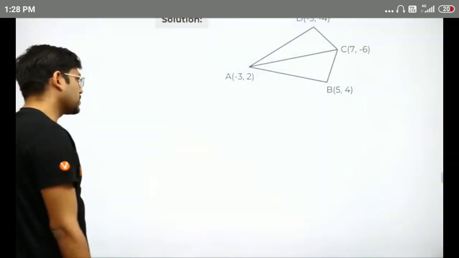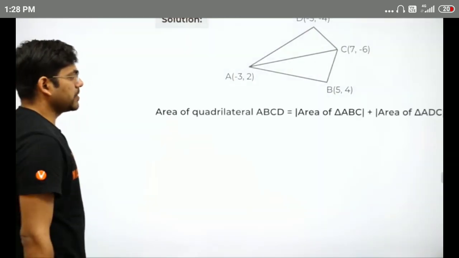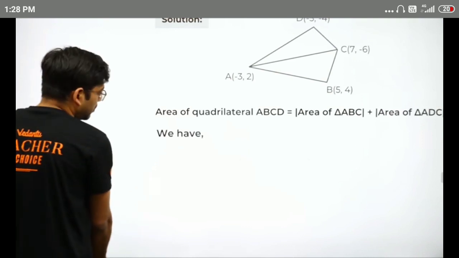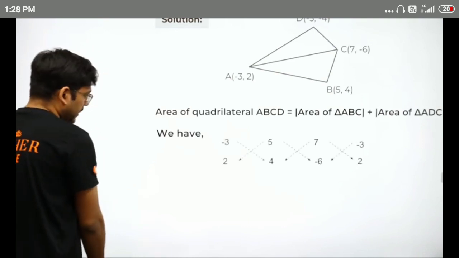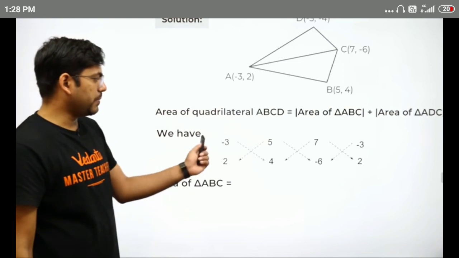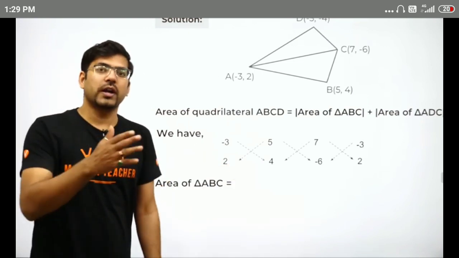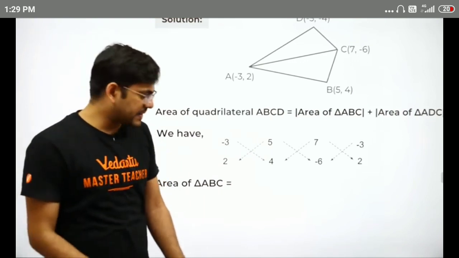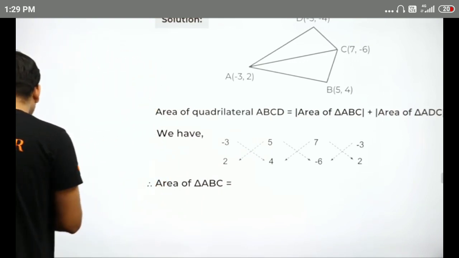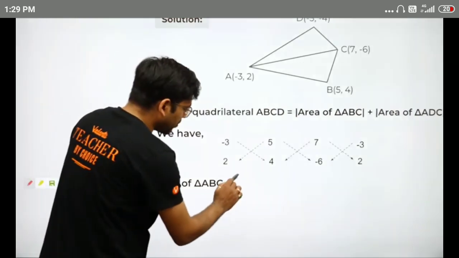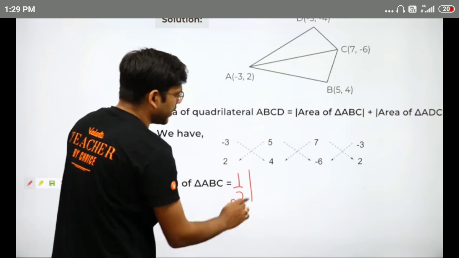So now see the solution. Area of quadrilateral ABCD is ABC plus ADC. So we have first triangle ABC. So for ABC, I will be doing this crisscross. You can do it by crisscross, or you can apply simply the formula that says, I'll just write down that formula once for you guys. This formula is very important. Never forget this, half into.